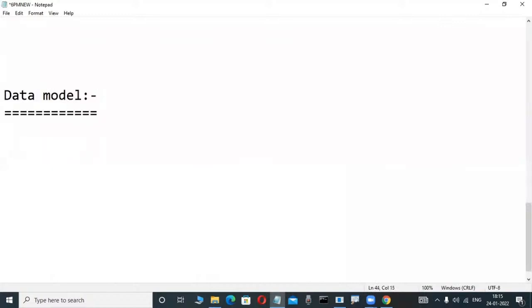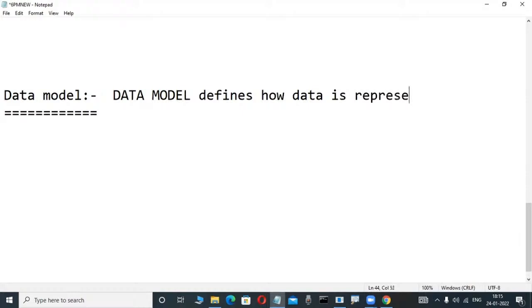Data model represents how data is represented. Data model defines how data is represented at the logical structure of the database. How easy is the definition? Observe it here.